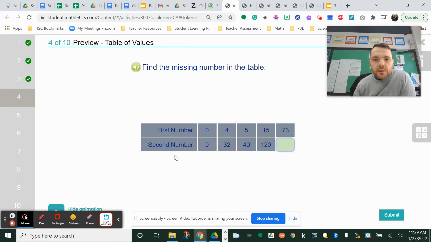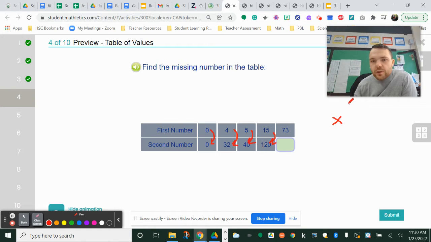Okay, now this is a question we're doing. Let's see if we can see a different relationship here. Now this time, 0 turns into 0. 4 turns into 32. 5 turns into 40. 15 turns into 120. Now what I see is the first number, in most cases, except for 0, is becoming larger. Now, because these are positive integers, with the exception of 0, when a number gets larger, but it's getting larger by a different amount, I'm thinking it's multiply.